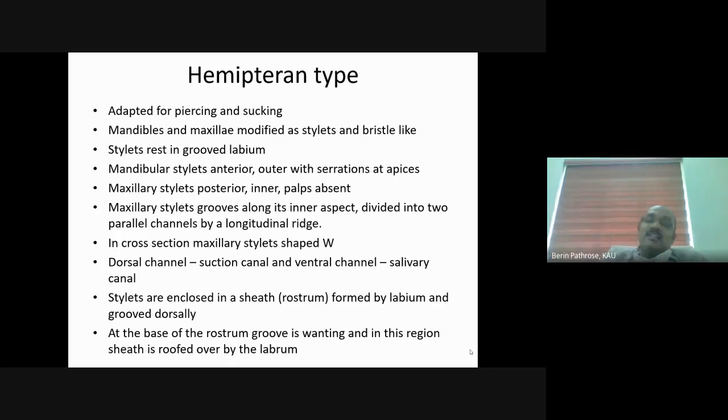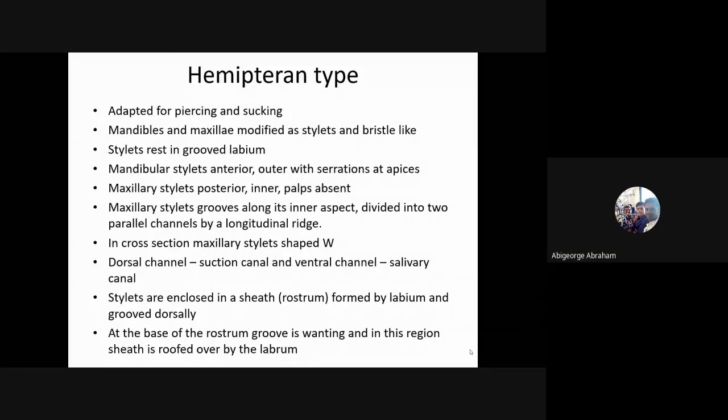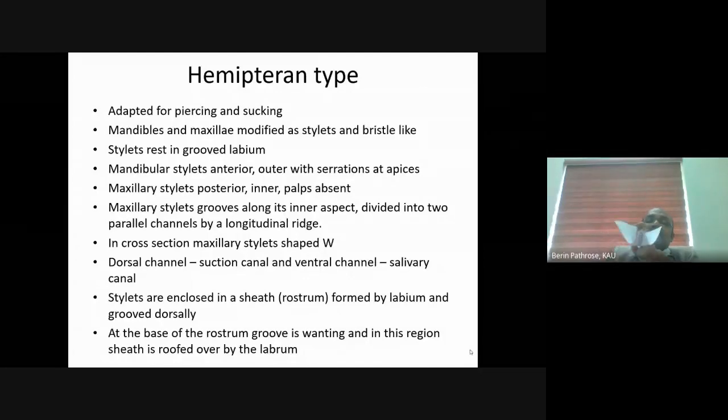Posterior to the mandibular stylets, we have a pair of maxillary stylets. If you see a cross section of a maxillary stylet, you can see the structure will be in the form of a W. Can you see a W-like structure over here? Yes, okay. So this is the way a maxillary stylet will look. The cross section has the structure of a W.